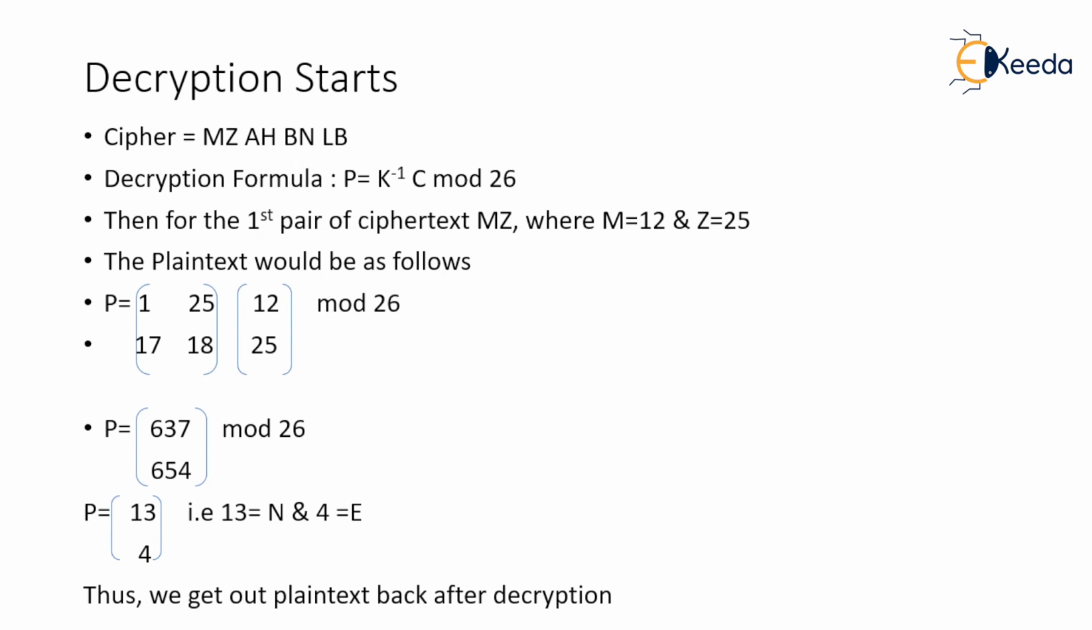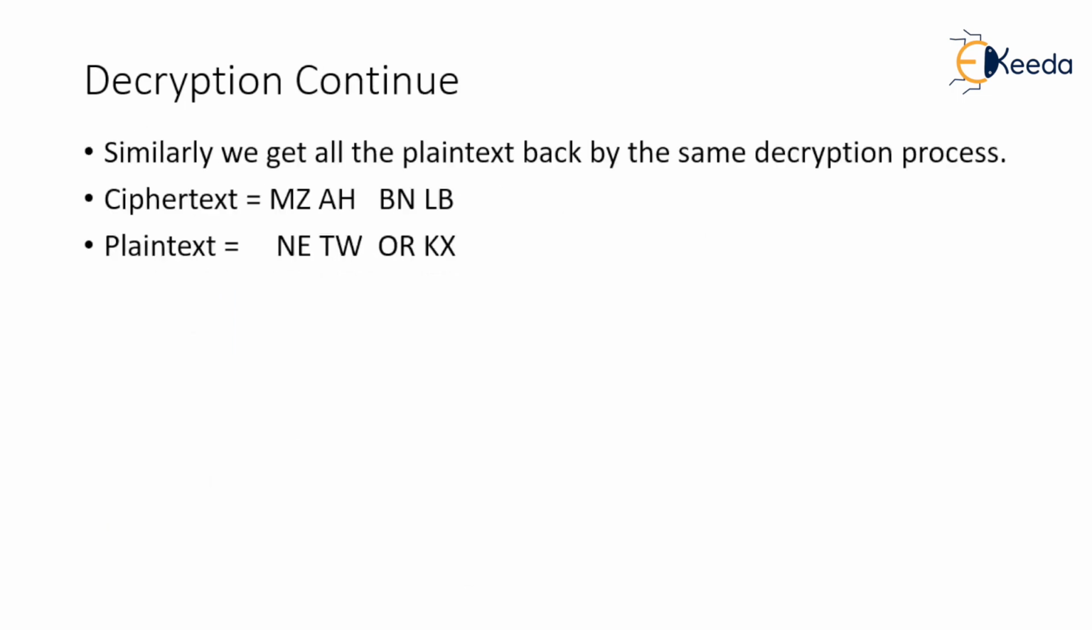If we perform the decryption in the same manner for the other cipher pairs, we will be able to get our plain text letters back. For AH, if we do the same decryption process, we get the plain text TW. For BN, we get the plain text OR. For LB, we get our plain text back as KX. That means after the decryption process, the ciphertext has been converted into its original text, that is the plain text NETWORK.